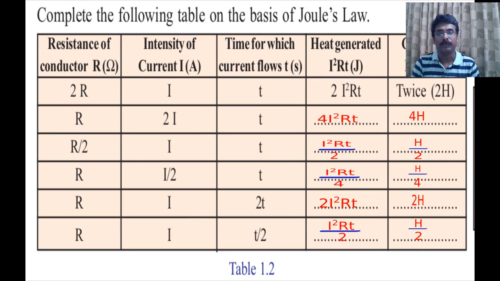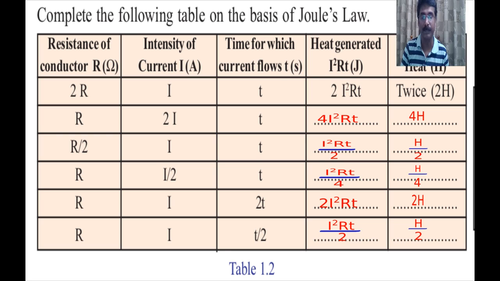So all of you write this table into your textbook and analyze it. From this we can find that when resistance doubles, heat energy doubles. But when current doubles, heat energy became 4 times. When resistance became half, heat energy became half. But when current became half, heat energy developed became 1/4. So the effect of current is greater compared to the resistance.